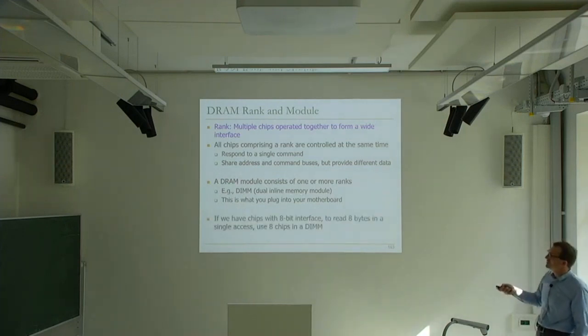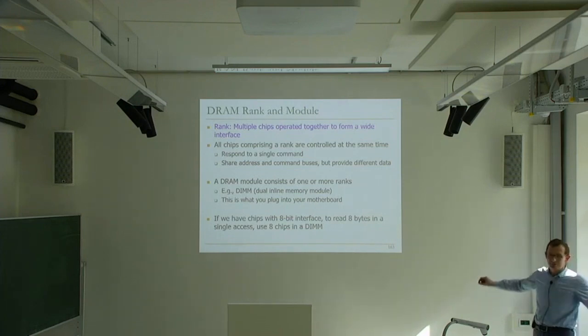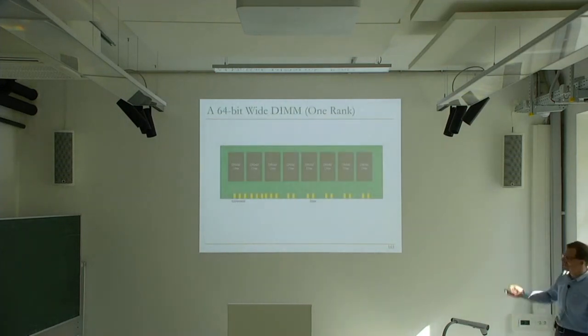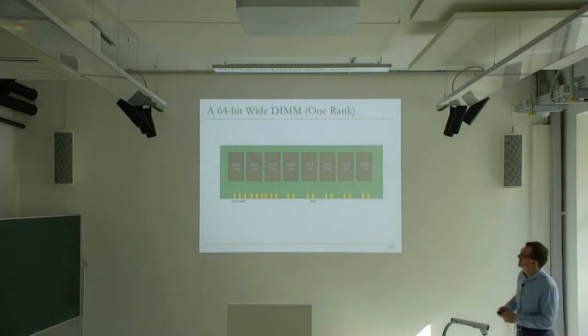So for example, if you have a chip with an 8-bit interface, if you want to read 8 bytes in a single access, you use 8 chips in a DIMM. And this is a picture of it, basically. This may be familiar. You have 8 chips over here. They share the command buses, address buses. Those are the 2 things over here. And the data buses are separate, as you can see. So you basically get 64 bits of data in a given cycle. And if you have burst mode over 8 cycles, you get 64 times 8 bits, which is 64 bytes, a single cache line. That's the idea.